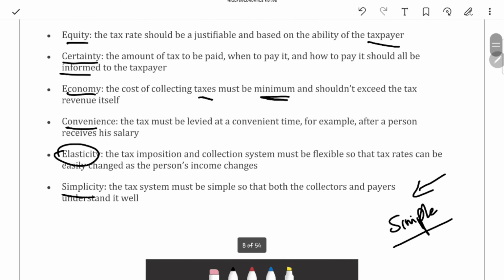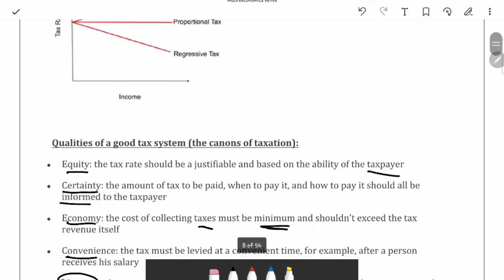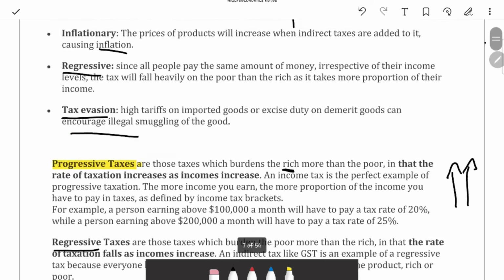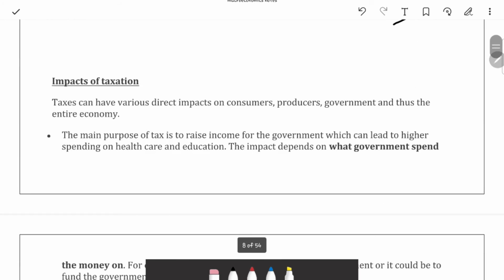Okay, we'll move on now to the impacts of taxation. Let's start from there. So now taxes can have various direct impacts on the consumers, producers, governments, and thus the entire economy. Okay, so with the things that we just talked about, the qualities of good taxation, the different types of taxes, the advantages and disadvantages, there can be a big impact on taxation.